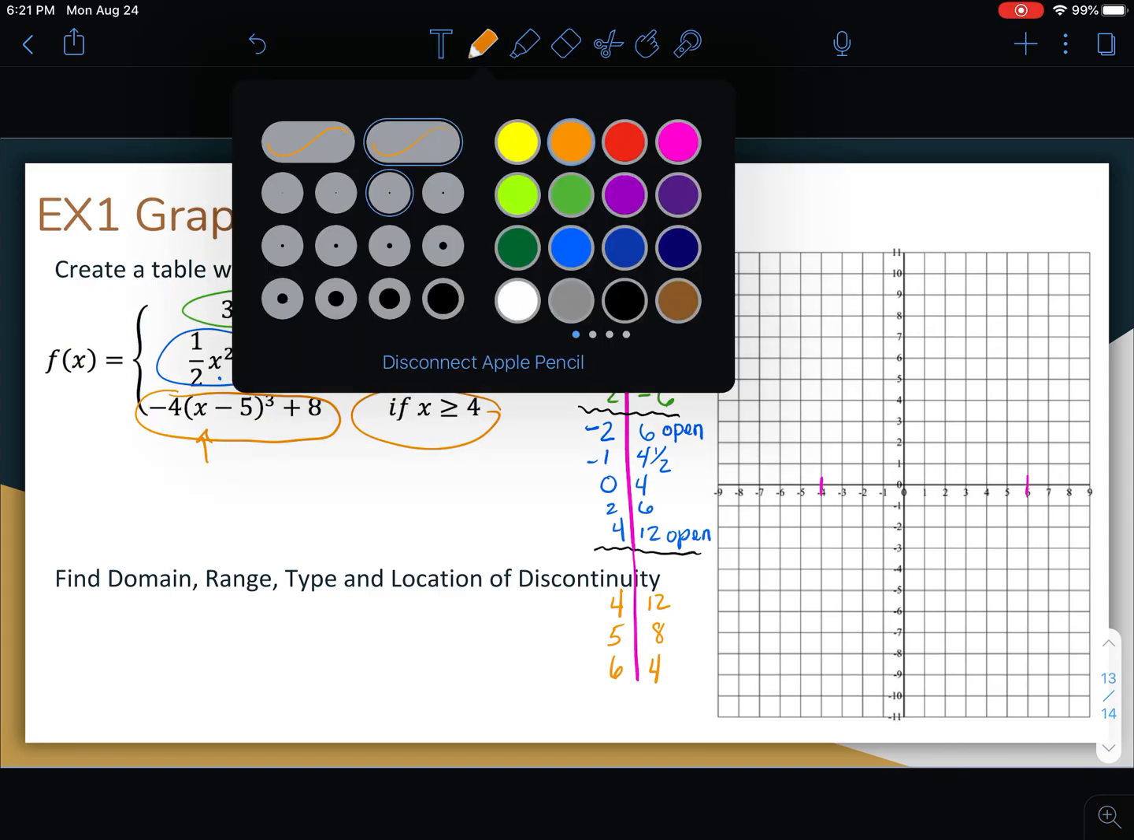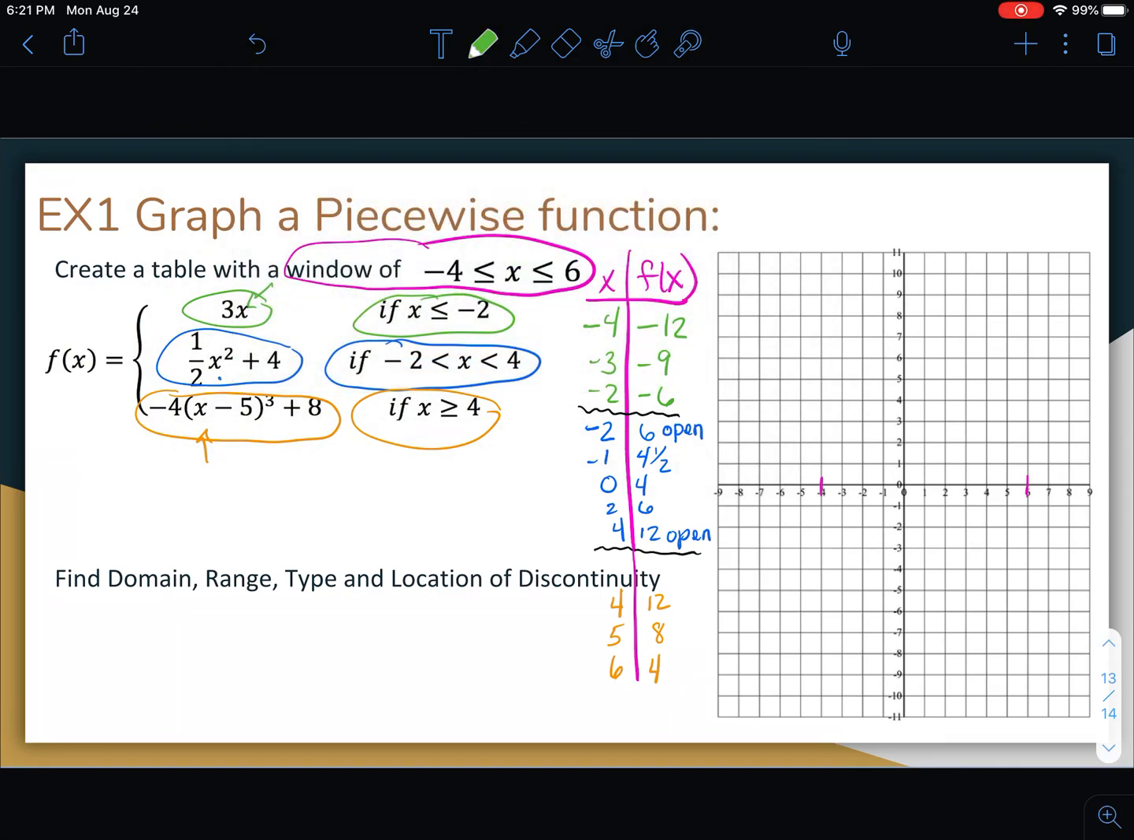Now we're going to go ahead and graph. So again, I should only see the line for inputs less than or equal to -2. So let's see here. When I plug in -2, I do get -6. So this is a valid point. It's not open. -3, I get -9. And -4 is -12. It's a little bit off the graph here. And we're going to go ahead and it's going to hit the edge, and that's the line.